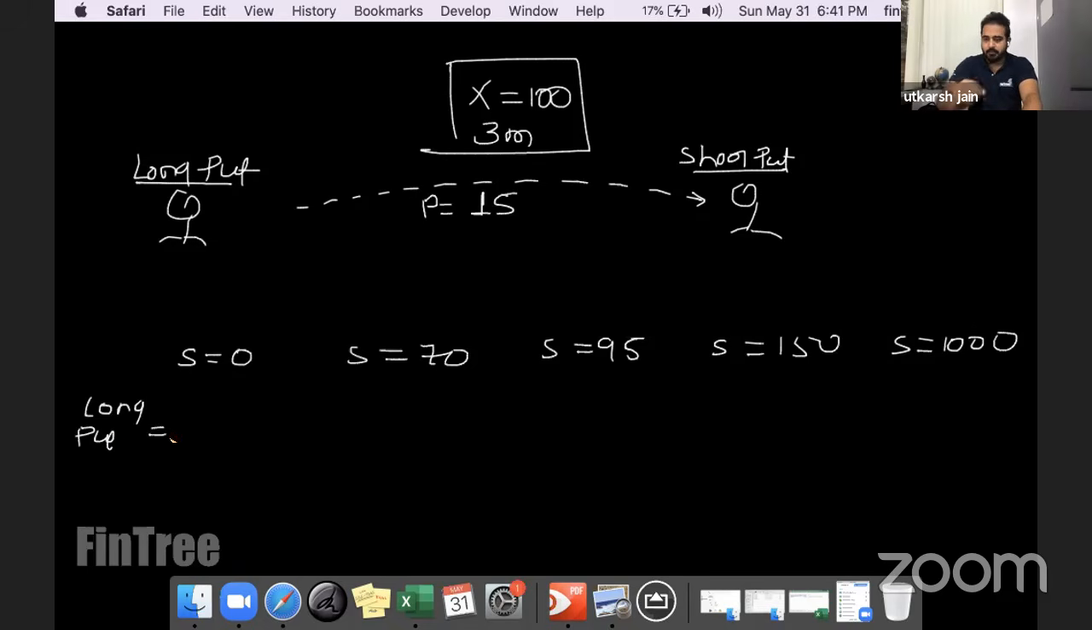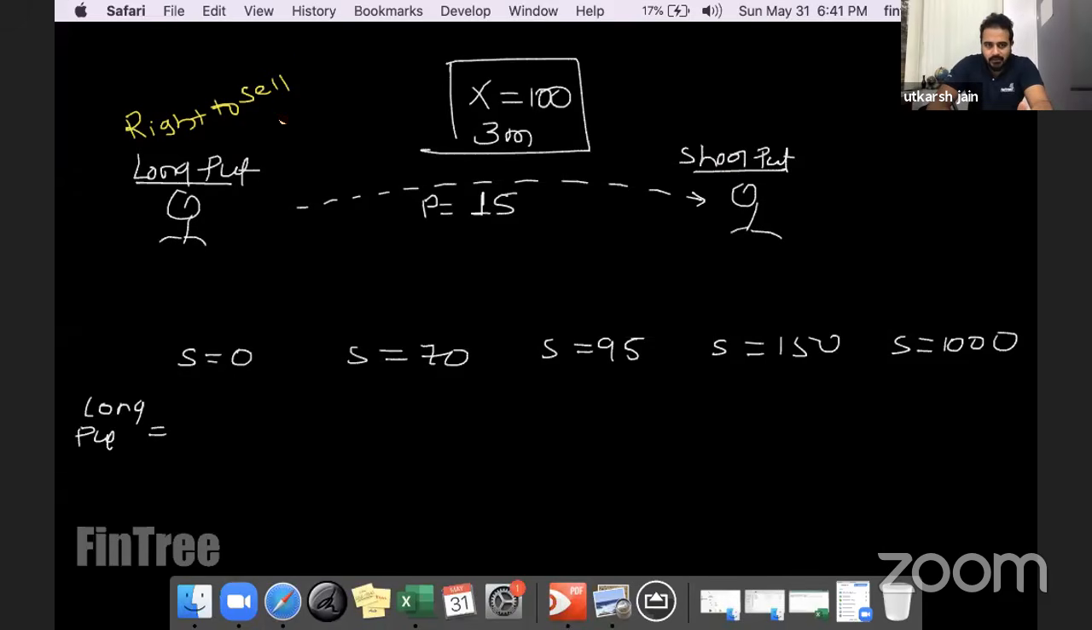Let's think from a long put perspective. Long put, do you have a right or do you have an obligation? He has a right. And a right to do what? Buy? Because long call was a right to buy, long put has to be a right to sell, right? You're a seller here. So you have a right to sell.